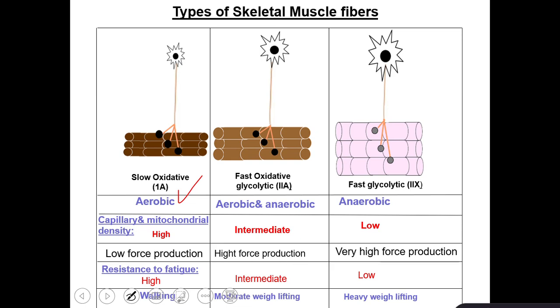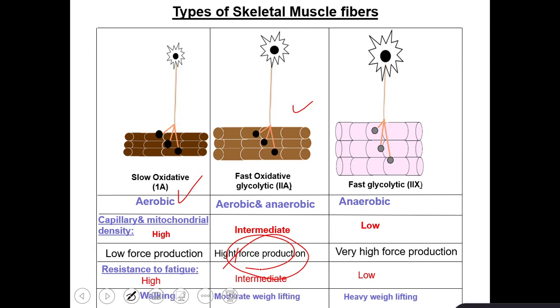If you compare them to the medium-sized muscle fibers that we call fast oxidative or glycolytic 2A, they are a mix of aerobic and anaerobic, so they can use both pathways, and they have an intermediate capillary and mitochondrial density because they do not rely mainly on oxygen. Their force production is high, and they resist fatigue, but not as the slow oxidative. So we use them for moderate activity like moderate weight lifting.